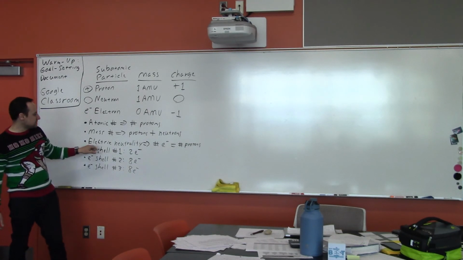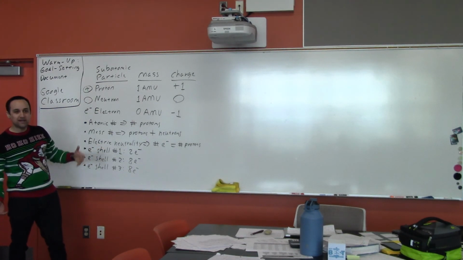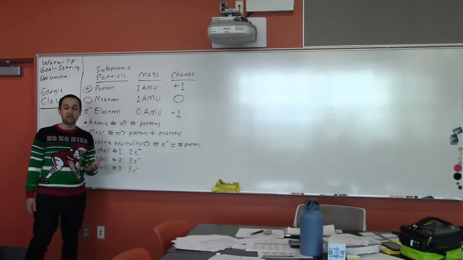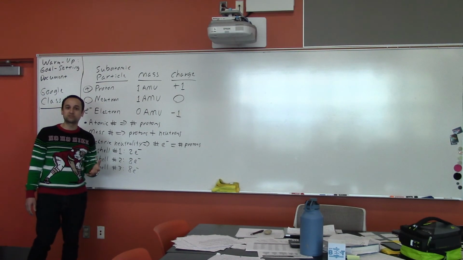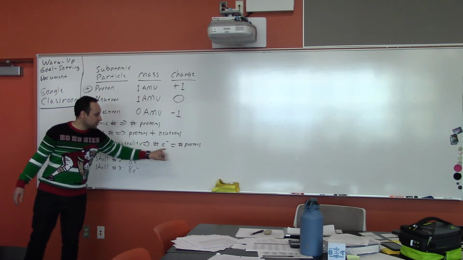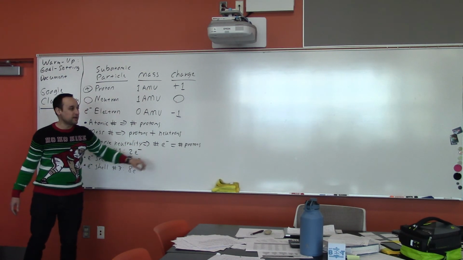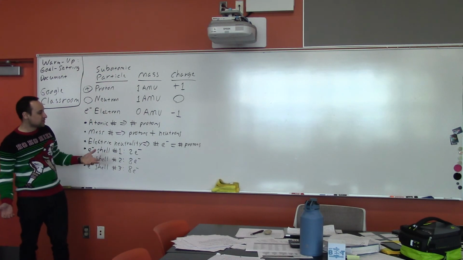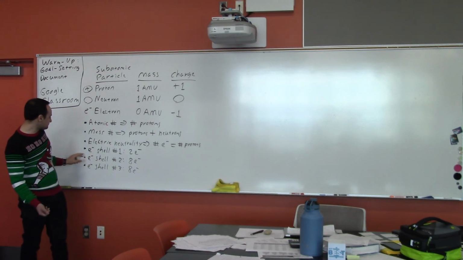The electrons, okay, here's how they work. With the atoms that we see on the periodic table, for every element on the periodic table, we assume electric neutrality. That means that for every proton, there is one electron. Okay? So whatever the atomic number is, you're going to put that many electrons.